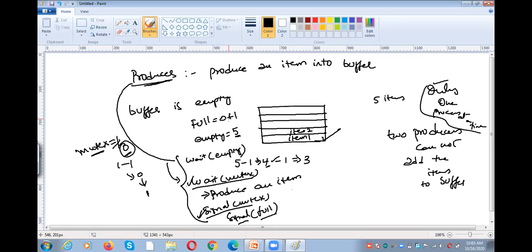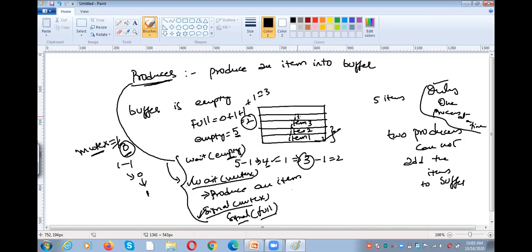Signal of full means earlier the full is 1, plus 1, 2. That means after adding the two items, the full value is 2 and the empty value is 3. Why? Because 3 empty places are there. Likewise, how many items can we add? If we add item number 3, the empty will become 2 and full will become 3.